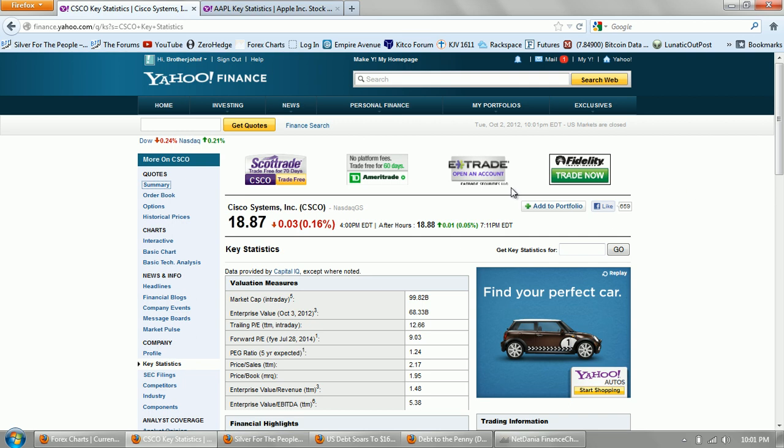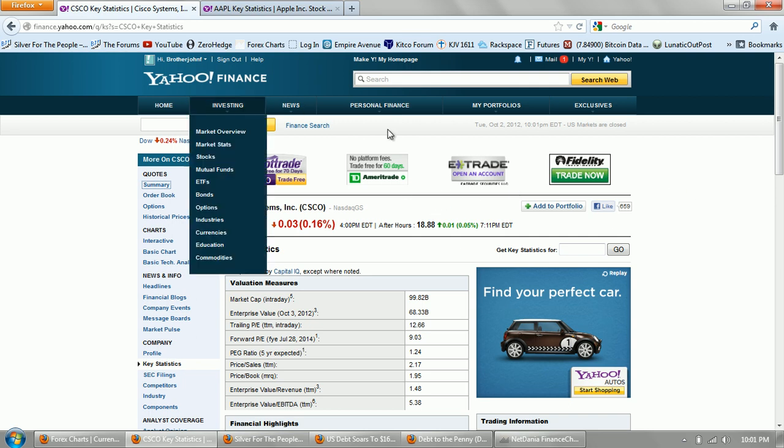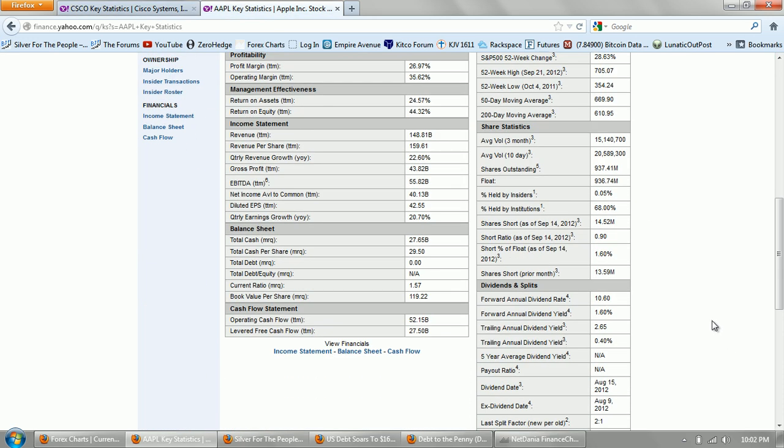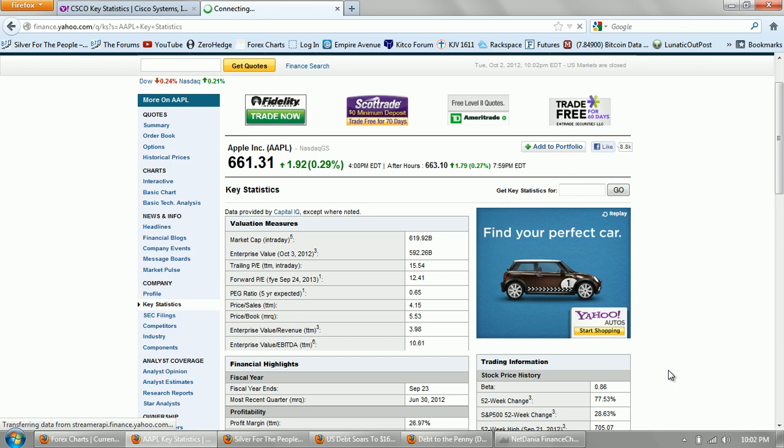Now, Apple doesn't pay a dividend. Well, I don't know. They announced they would. Let's see if those statistics are there. The trailing yield is 0.4%, so it looks like they are paying a dividend now. But we want to look at some of the key statistics here, such as price to sales, price to book, enterprise value.